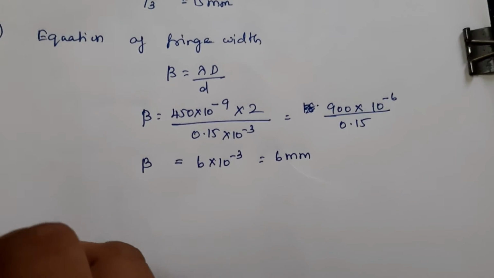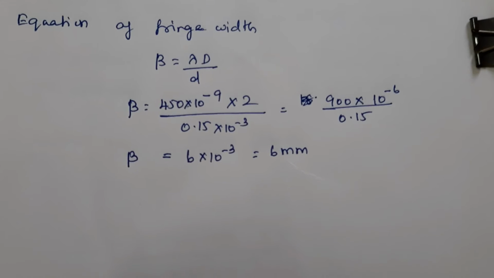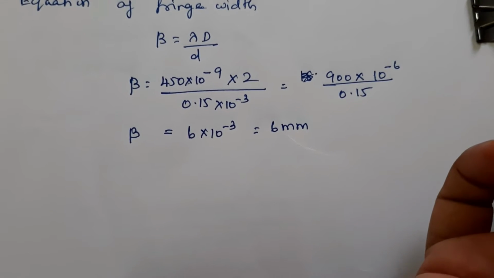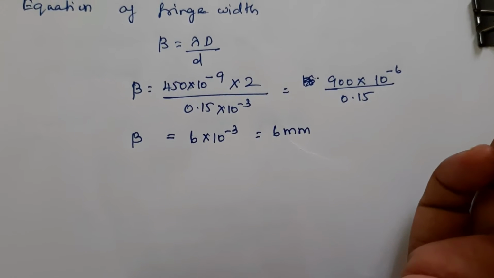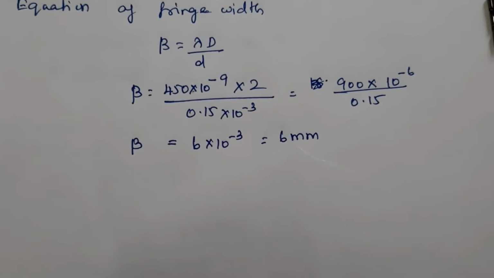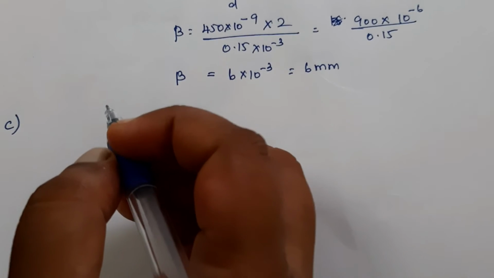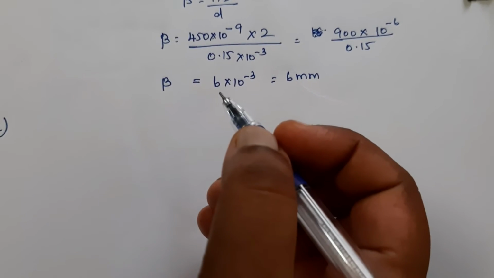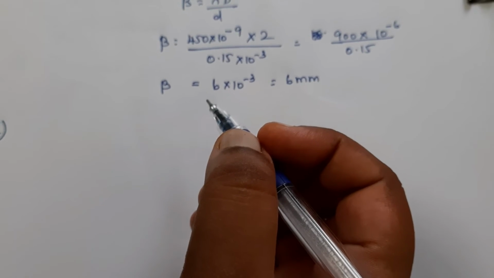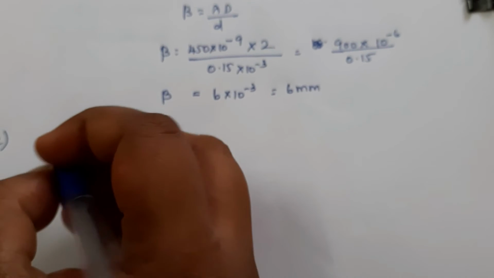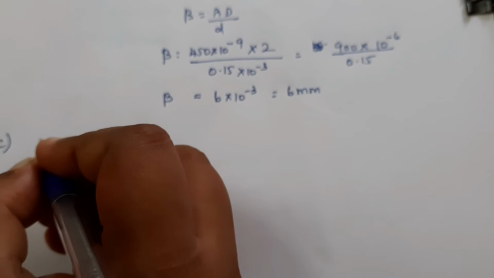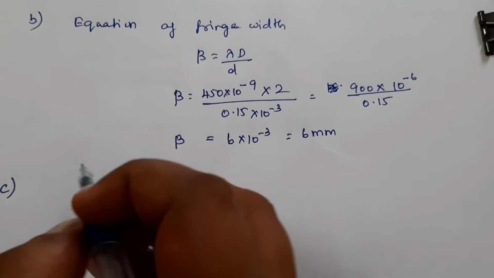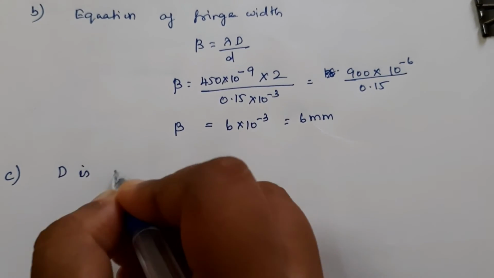Now we'll go to the next part. How will the fringe pattern change if the screen is moved away from the slits? So if the screen is moved away from the slits, there is an increase in what? Capital D. So the relationship between the fringe width and capital D. So here D is increased.